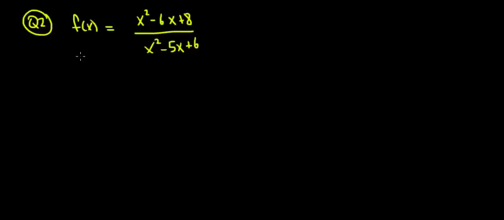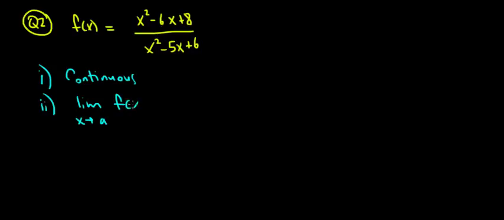Let's solve question 2 now. So we have a function f of x equals x squared minus 6x plus 8 divided by x squared minus 5x plus 6. And we have two questions based on it. We want to know where this function is continuous, and we also want to know where the limit as x approaches a certain number a of f of x can be defined.